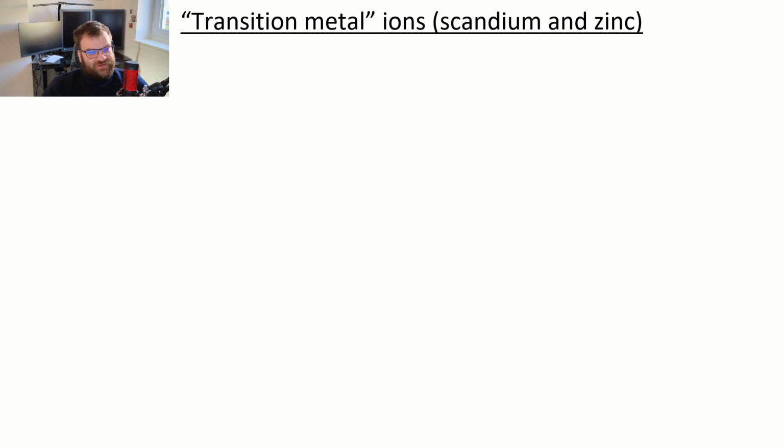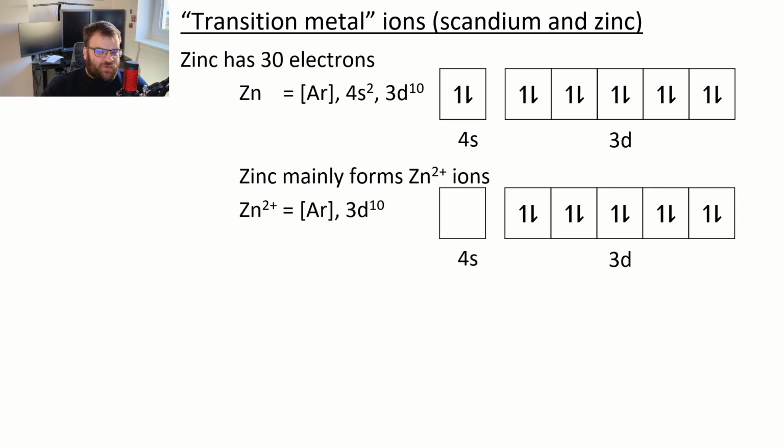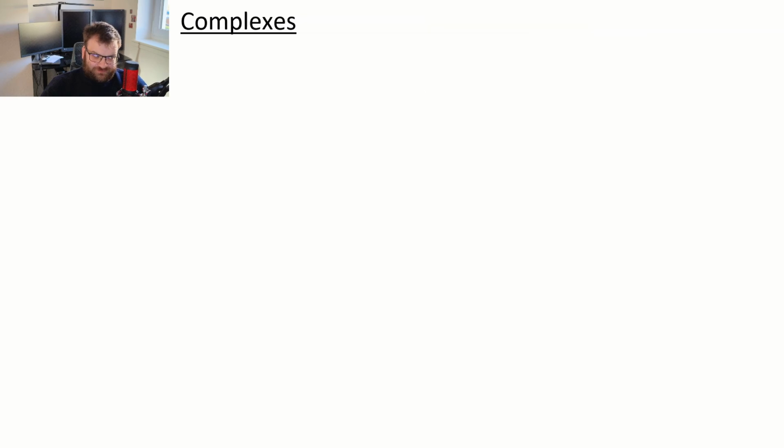It has an empty d subshell, therefore it does not fit the definition of transition metal. On the other side of the table, we have zinc, which has 30 electrons. Base configuration 4s2, 3d10. It typically forms 2+ ions, meaning it would lose both of the 4s electrons. We now have a situation where we have a full 3d subshell. That is not an incomplete one, and it doesn't tick the box for our transition metal definition. Those were the two that don't quite fit that particular definition.